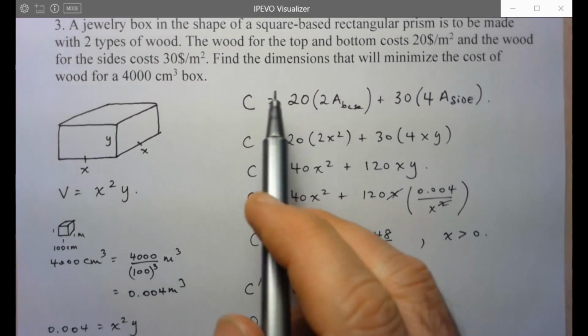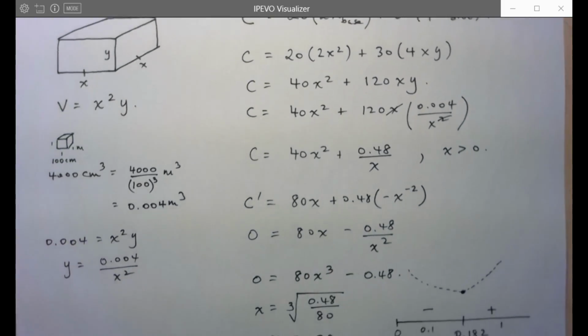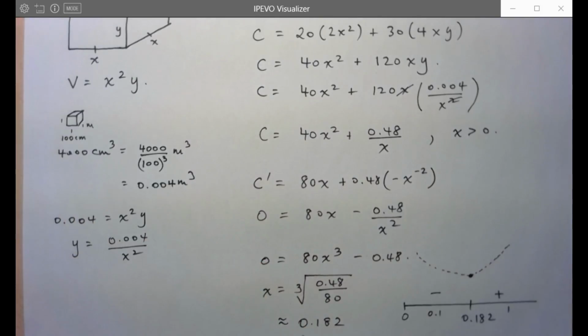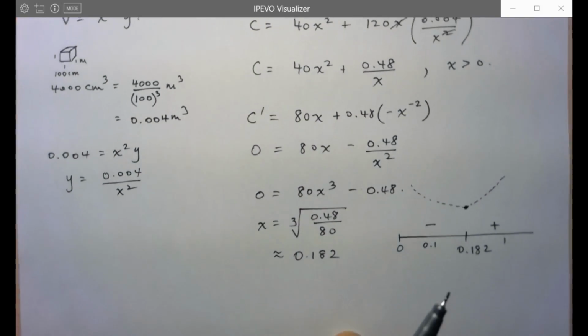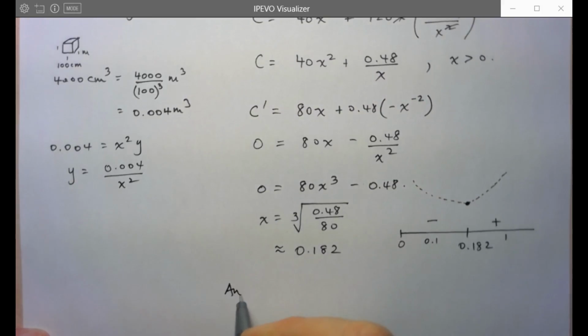Okay, let's go back now to the question and see what they're actually asking me for. Okay, so here it turns out they're asking for the dimensions that will minimize the cost. Okay, they didn't actually ask me for the minimum cost. So since I'm looking for the dimensions, well, my dimensions were just given by x and y. So one of my dimensions would just be 0.182. Okay, so the x dimension is 0.182. Now remember, we put everything in terms of meters.